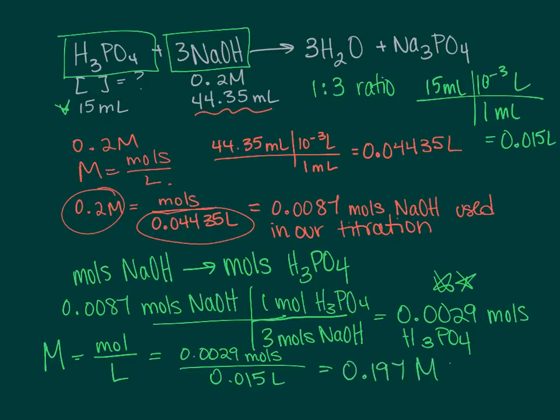So the initial concentration of phosphoric acid was 0.197 molarity. So that's how we use a titration to solve for an unknown concentration of a solution using a base and an acid.